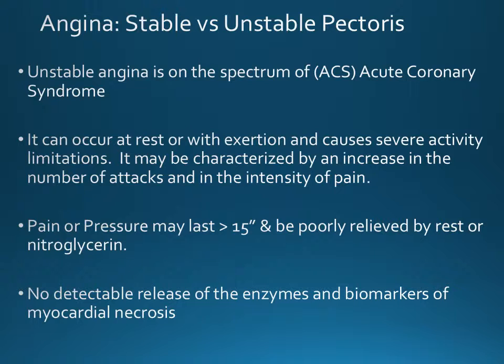Unstable angina is on the spectrum of acute coronary syndrome. It can occur at rest or with exertion and causes severe activity limitations. It may be characterized by an increase in the number of attacks and in the intensity of the pain. The pain or pressure may last longer than 15 minutes and be poorly relieved by rest or nitroglycerin.